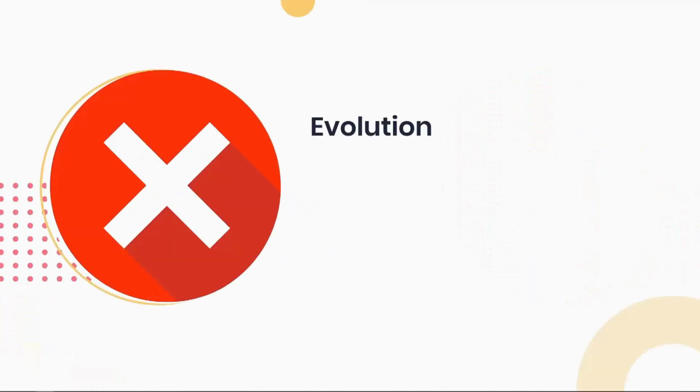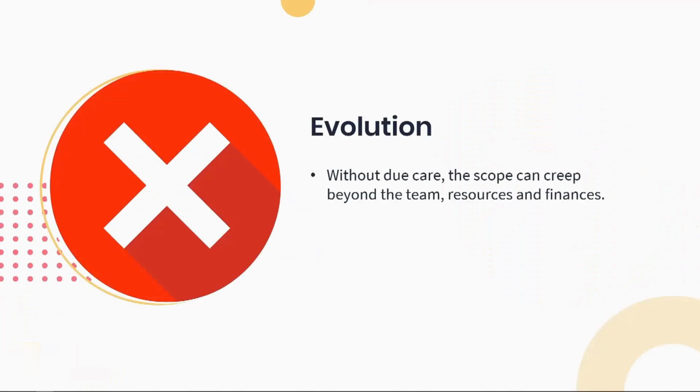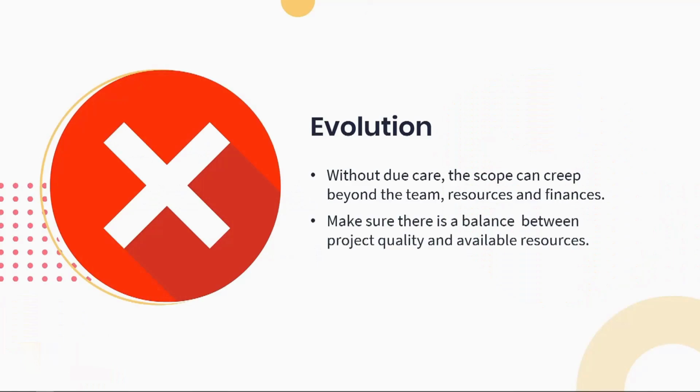This is one of the biggest problems with software projects. Without due care, the scope can creep beyond what team resources and finances can ever take into account. It must always be top priority to make sure that there is a balance between the quality of the project and the available resources.